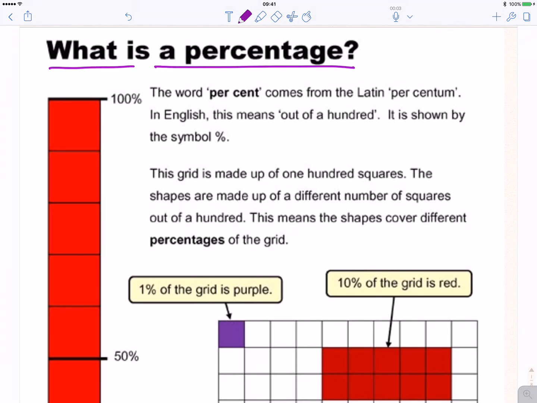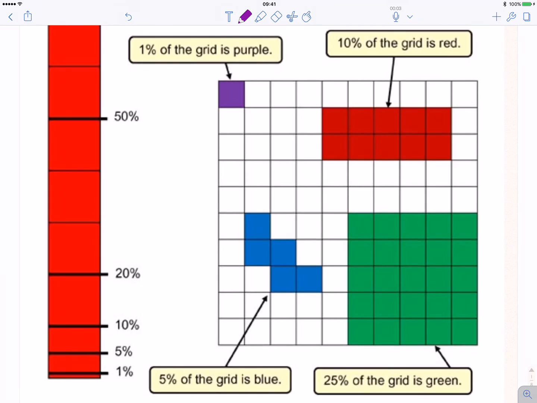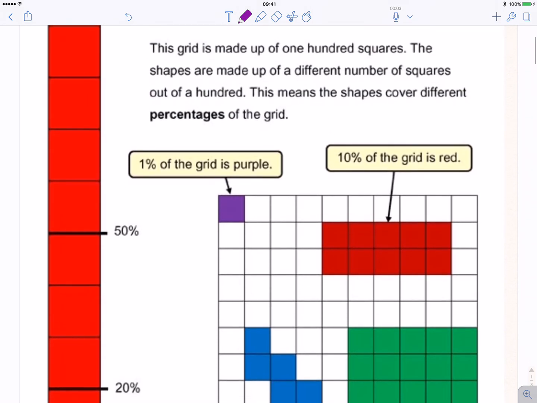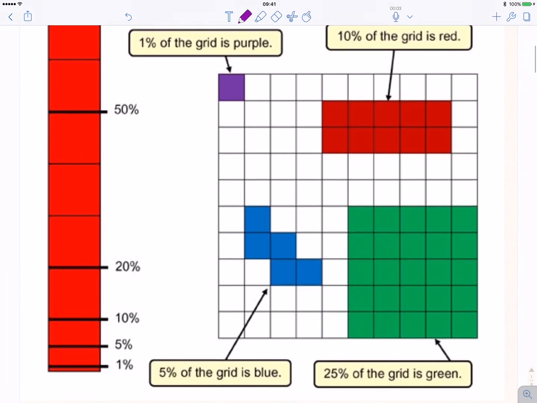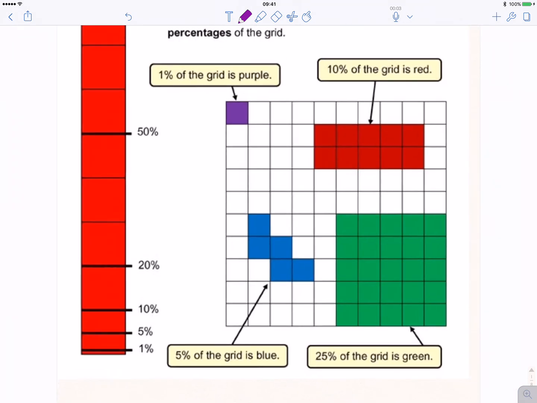What is a percentage? The word percent comes from the Latin percentum, which literally means out of 100. Percentages are represented by this symbol here. Now, suppose we have this grid which is made up of 100 squares, right? And we start shading in some shapes.